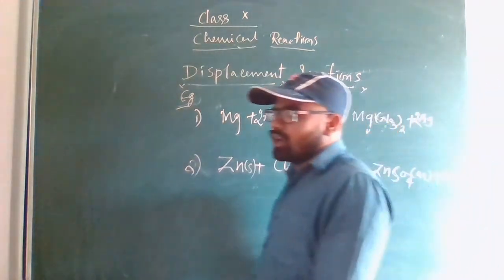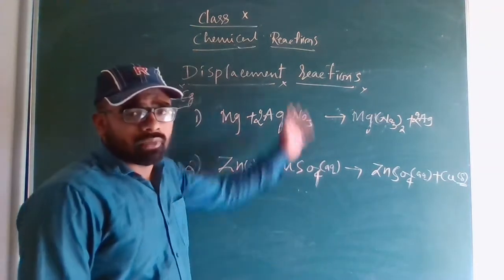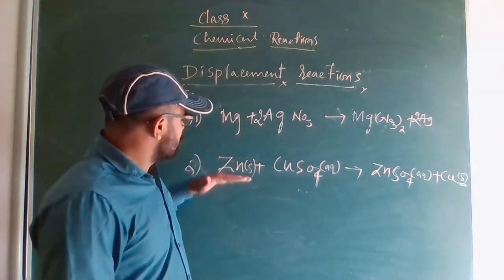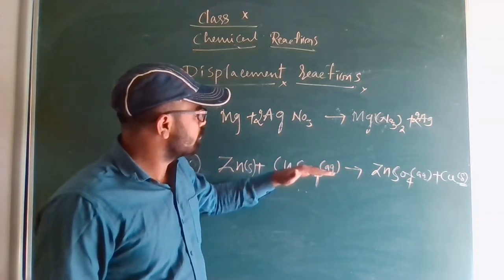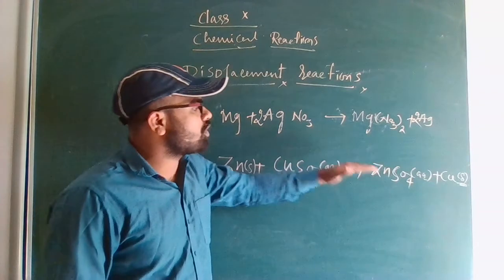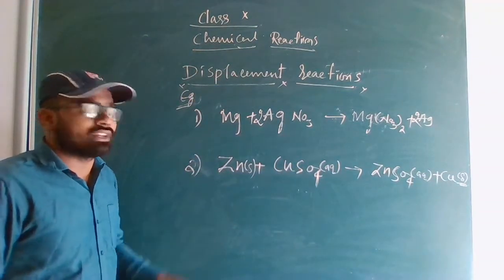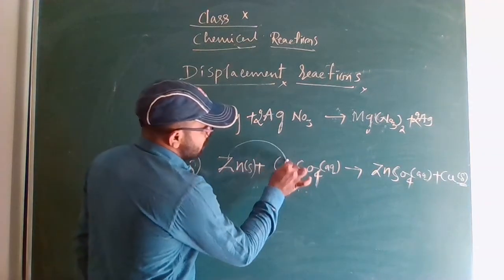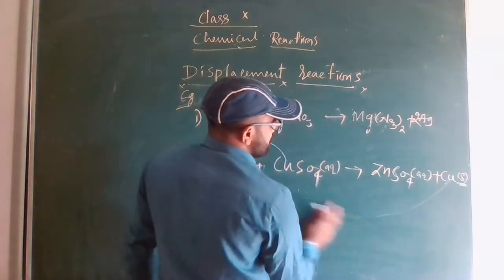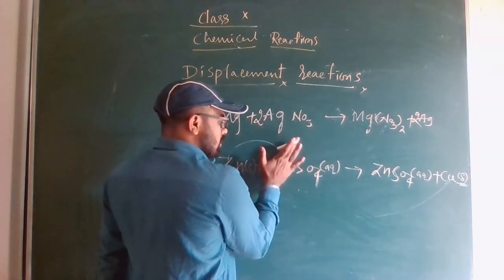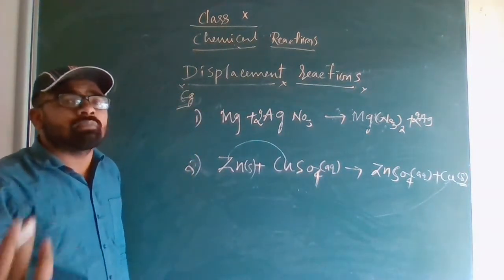See here, there is a color change in this also. Okay, it might appear a color change here. So zinc is displacing copper from copper sulfate solution. So this is also one of the examples of displacement reaction. See here, zinc came to this place, copper gets displaced. Copper goes here. That means in place of copper, zinc came. So this we can call displacement.